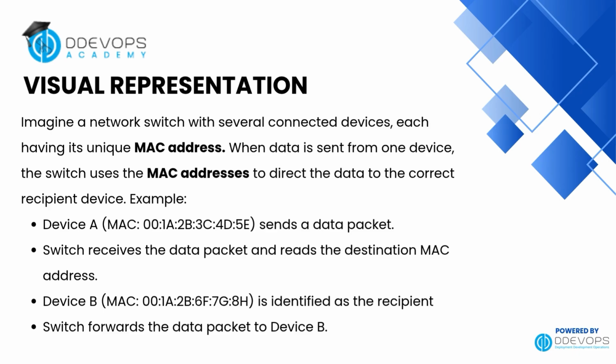Switch receives the data packet and reads the destination MAC address. Device B, MAC 00:1A:2B:6F:7G:8H, is identified as the recipient. Switch forwards the data packet to device B.